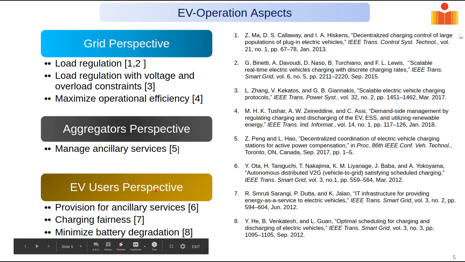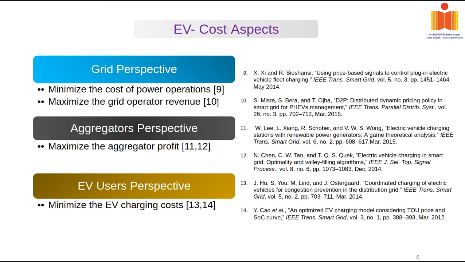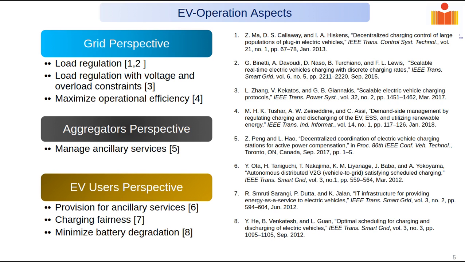Then the electric vehicle user perspective. As an owner of an electric vehicle, what can I do? The first one is the provision of ancillary service, which means I am providing service to the grid. Similarly, charging fairness, what the charge of the electric vehicle should be, and then minimizing the battery degradation. So how do I minimize my battery degradation? This is another issue.